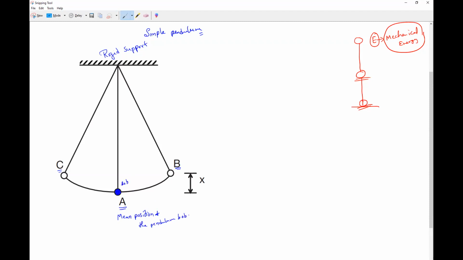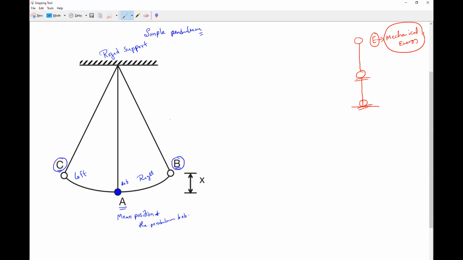Now, if the bob is displaced towards the right, what position will it come to, everybody? It will come to B. And if I displace it to the left, what position will it go to, everybody? It will go to position C.